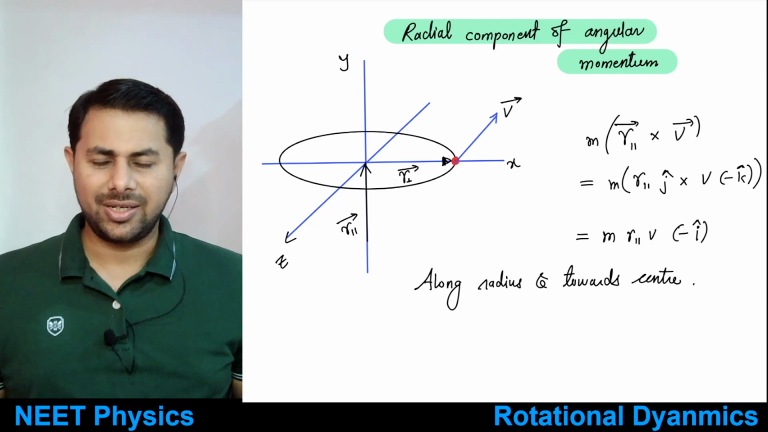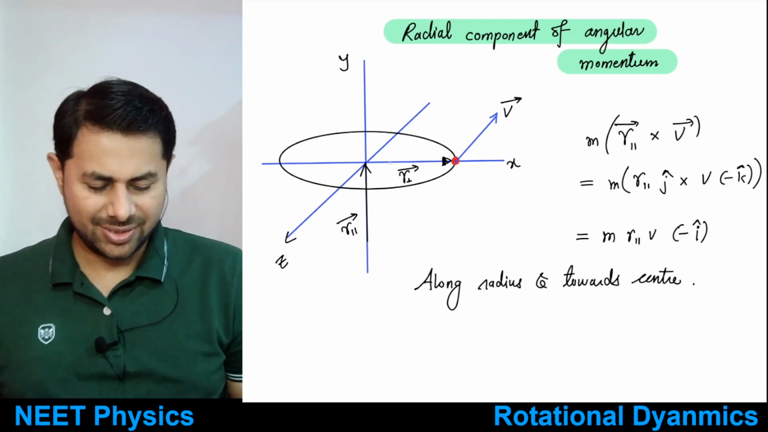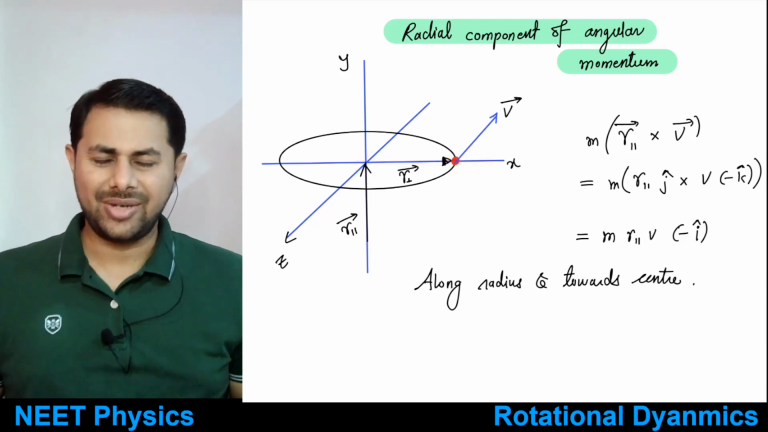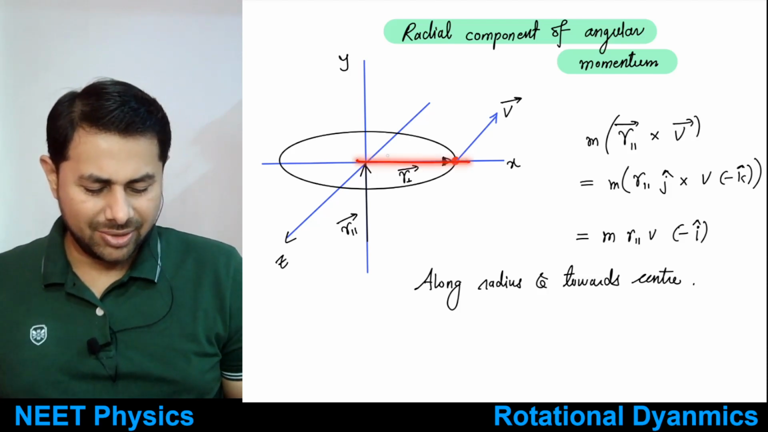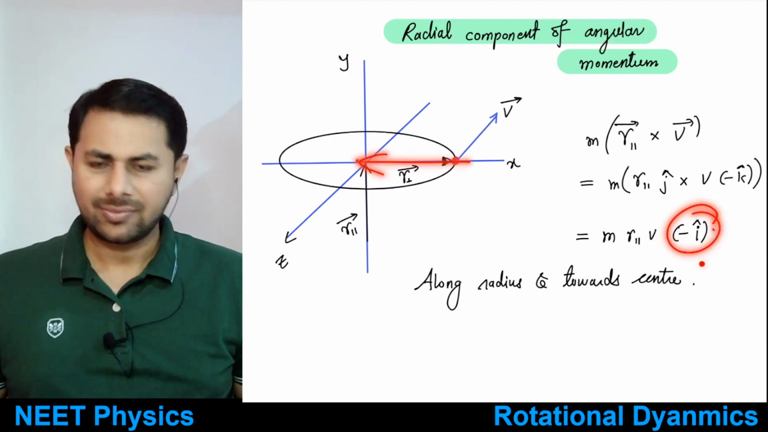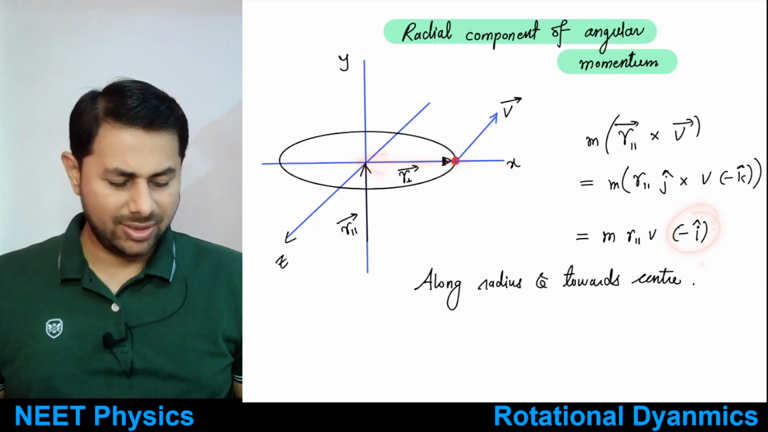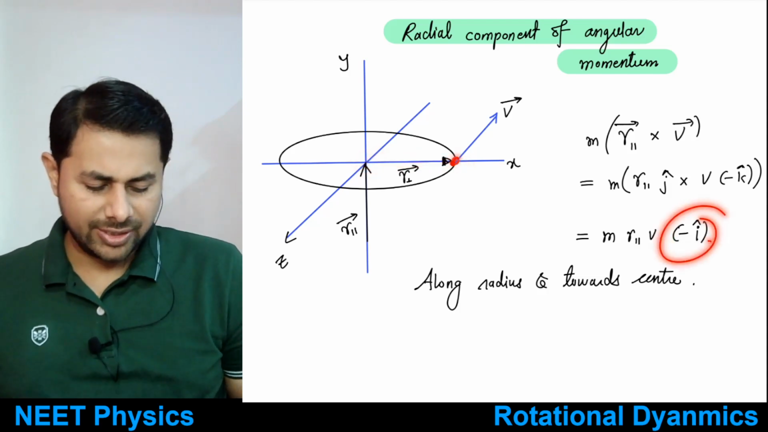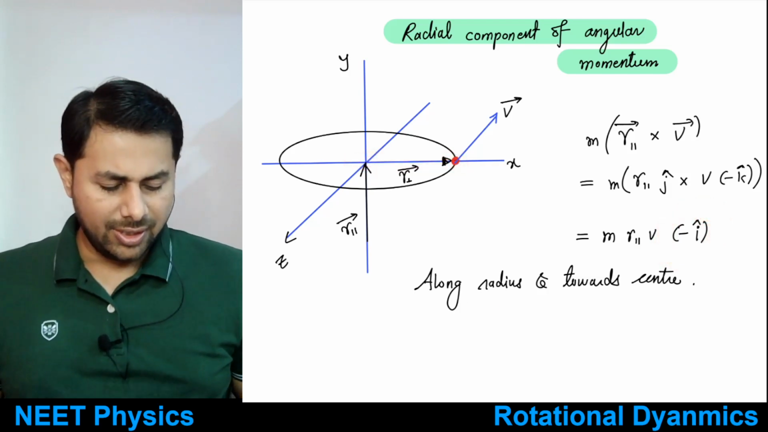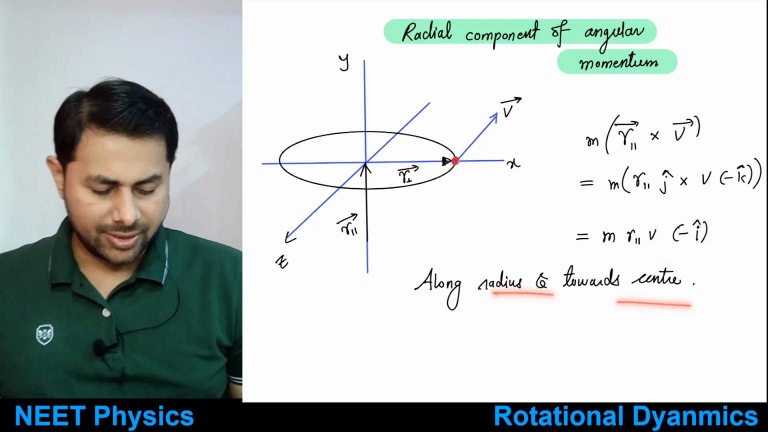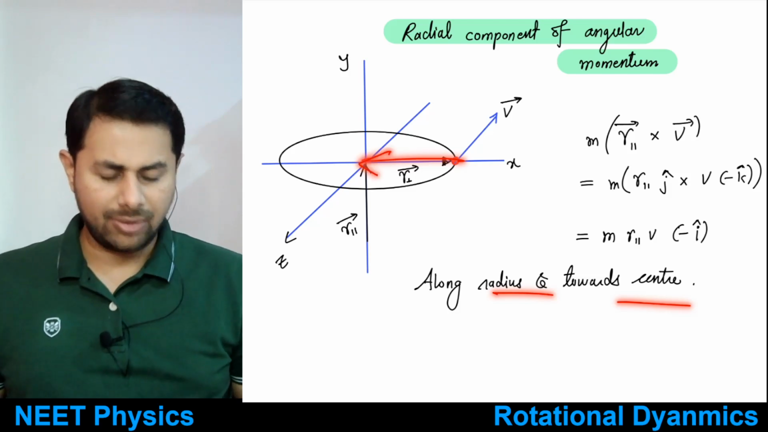j cross k gives i, right? You want j cross minus k, so it will give minus i cap. So it is along negative x axis, right? What does that mean? It is directed towards the center. So this is along the radius and towards the center. So this is the radial component of angular momentum.